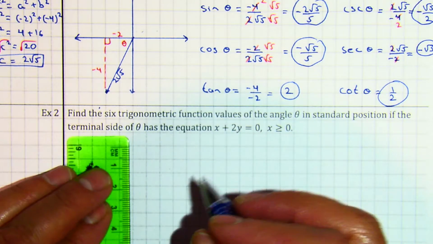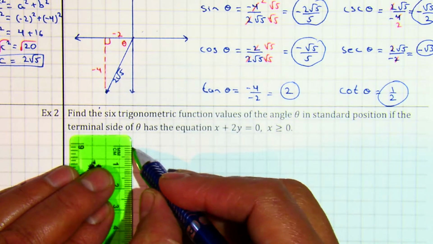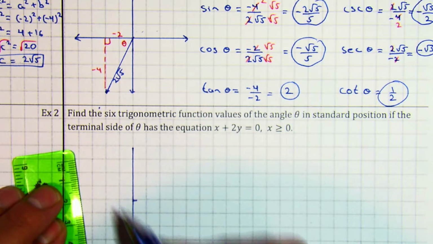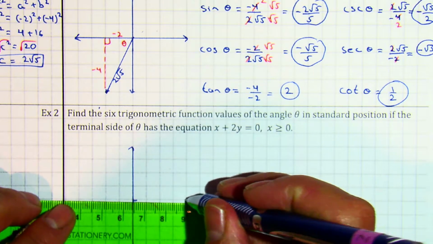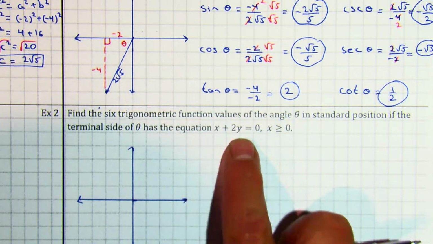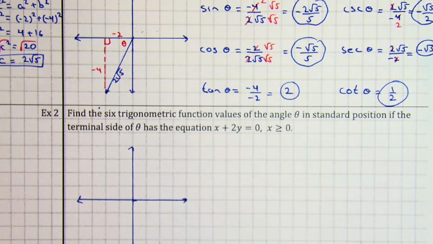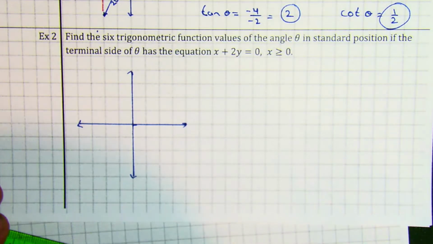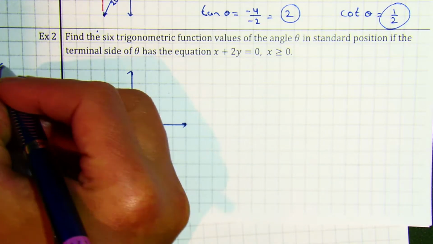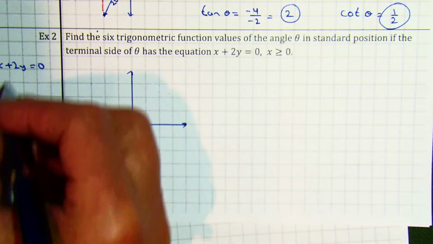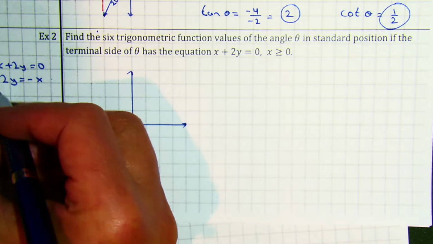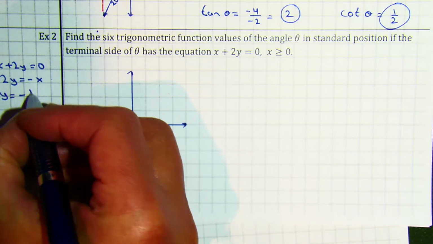We know that the terminal side has that equation. So therefore, we need to start by graphing the equation. Go ahead and take the time to graph it and see what you get. So in this case, to graph it, I need to solve for y. Move the x to the right, it becomes a negative x plus 0, divide by 2, so y equals negative 1/2 x.